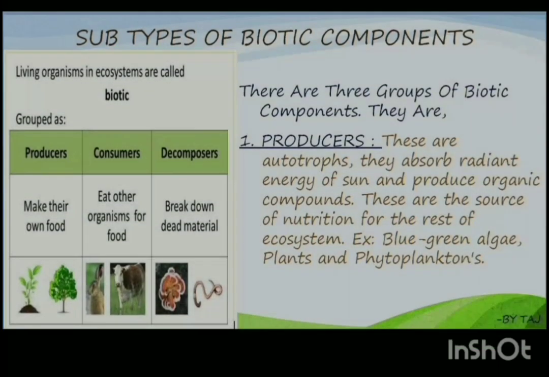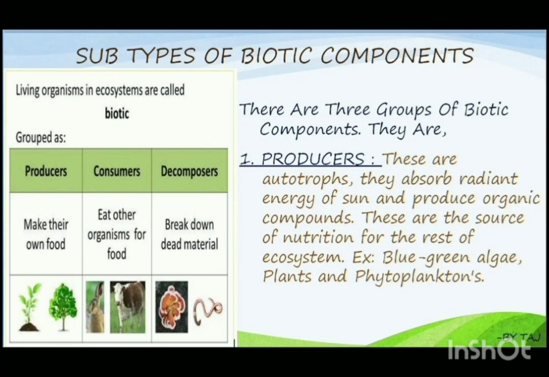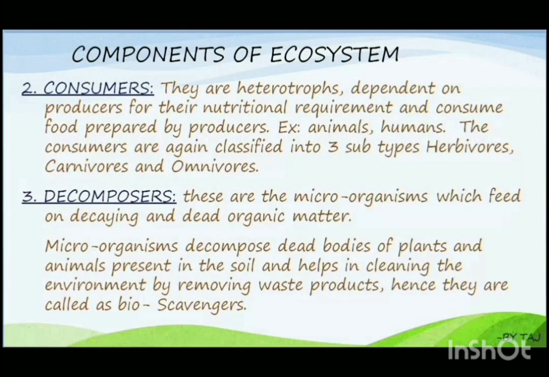So these biotic components are again classified into three types. The first one is producers, that is, the autotrophs. Autotrophs means they prepare their own food, absorbing radiant energy from the sun and producing organic compounds. These are the source of nutrition for the rest of the ecosystem, that is the consumers and the decomposers. Here in the picture I have shown how the producers depend on the sun for preparing their own food.